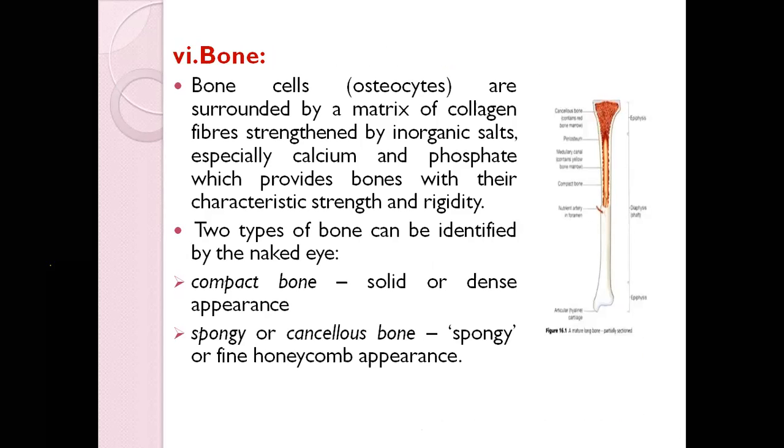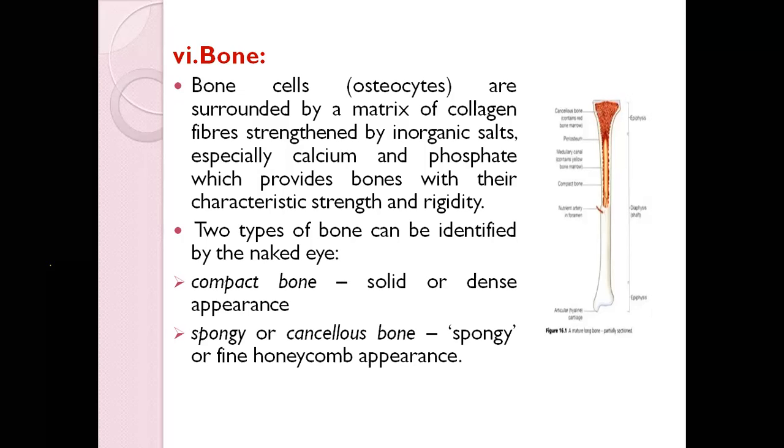This is the bones. When you start your skeletal system, you'll be learning we have so many different types of bones. The bone cells, also called osteocytes, are surrounded by a matrix of collagen fibers, calcium and collagen fibers strengthened by inorganic salts. Our bone contains calcium and phosphate, which provide bone with its characteristic strength and rigidity.